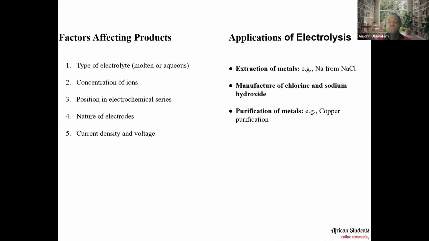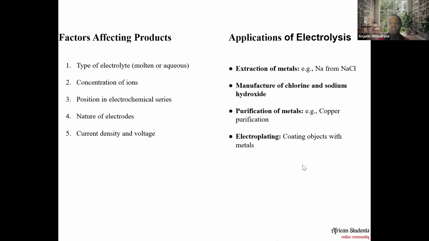Another application is in the purification of metals. So metals like copper can be purified using electrolysis. We can also apply electrolysis in electroplating. Electroplating is simply coating an object with metals, either to protect it from rust or corrosion, as the case may be. So coating objects with metals, like electroplating, is another application of electrolysis.